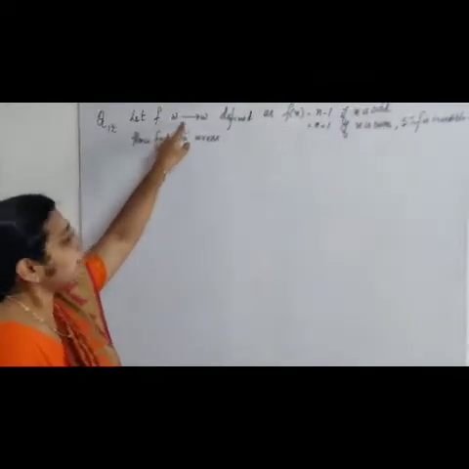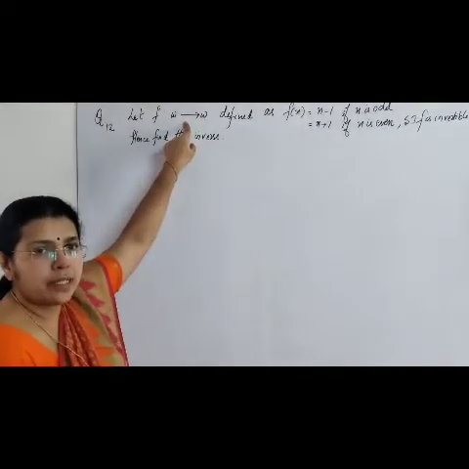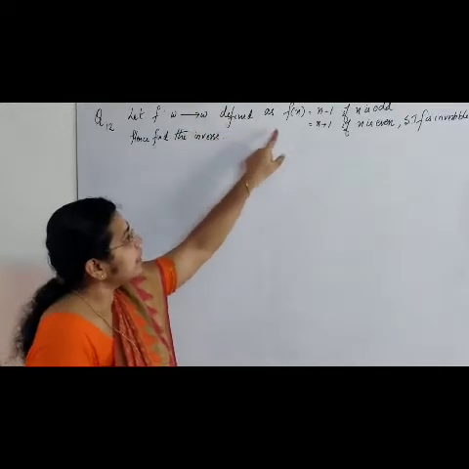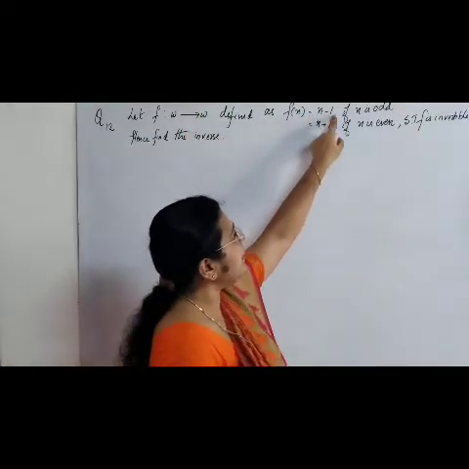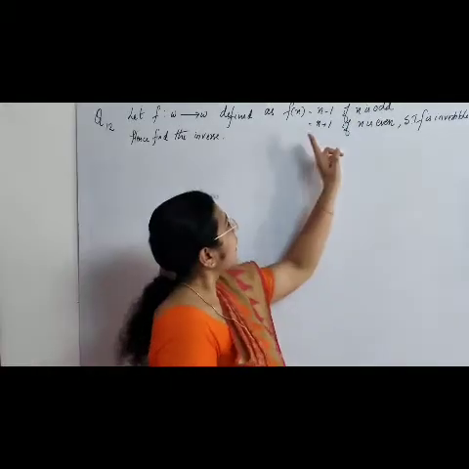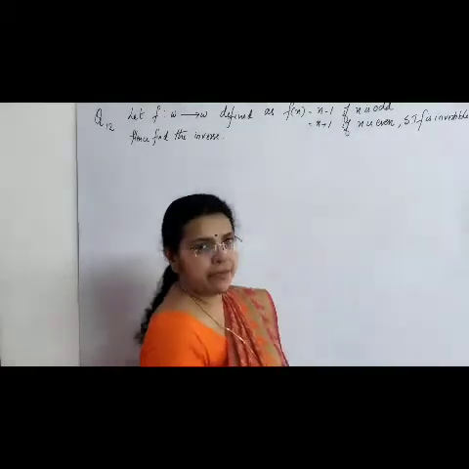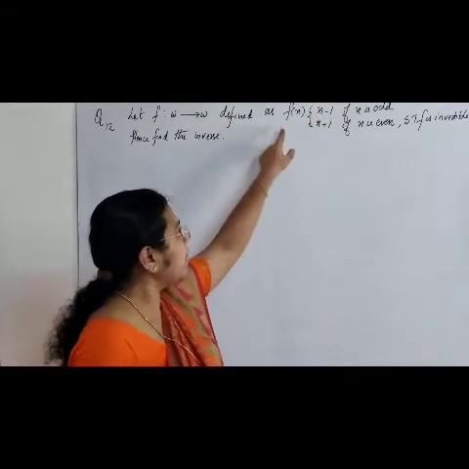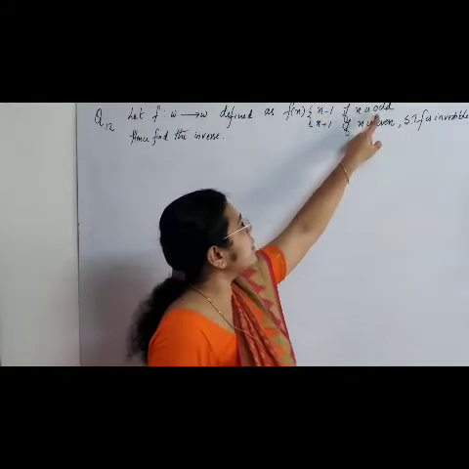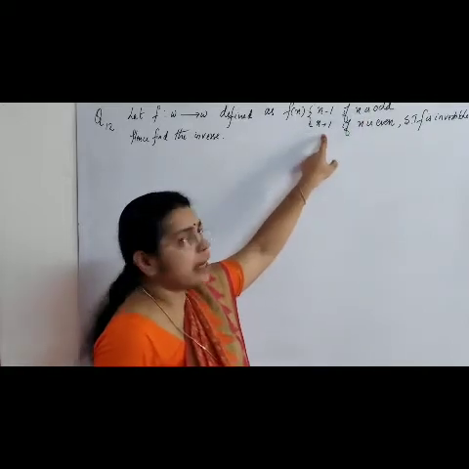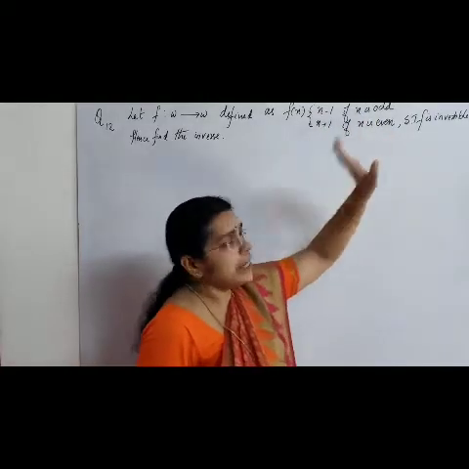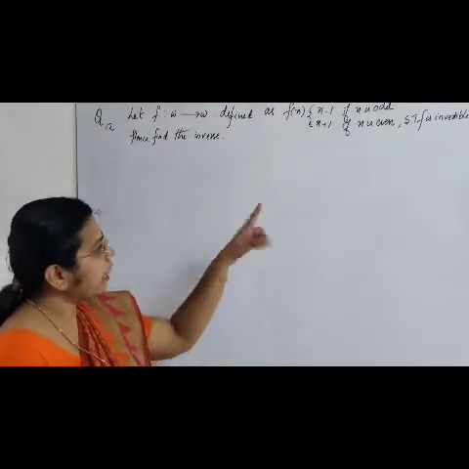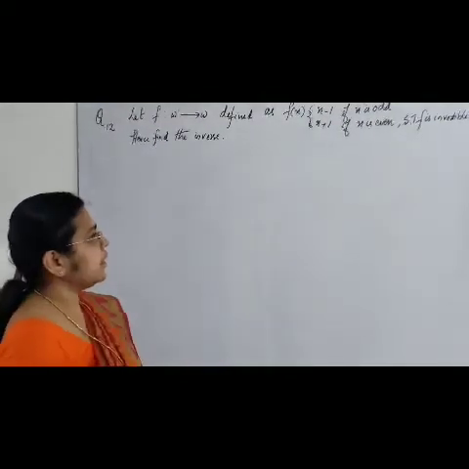Let f be a function from W to W. What is W? The set W is the set of whole numbers. Defined as f(n) = n - 1 if n is odd and n + 1 if n is even. We are familiar with this kind of function. Show that f is invertible and hence find the inverse.